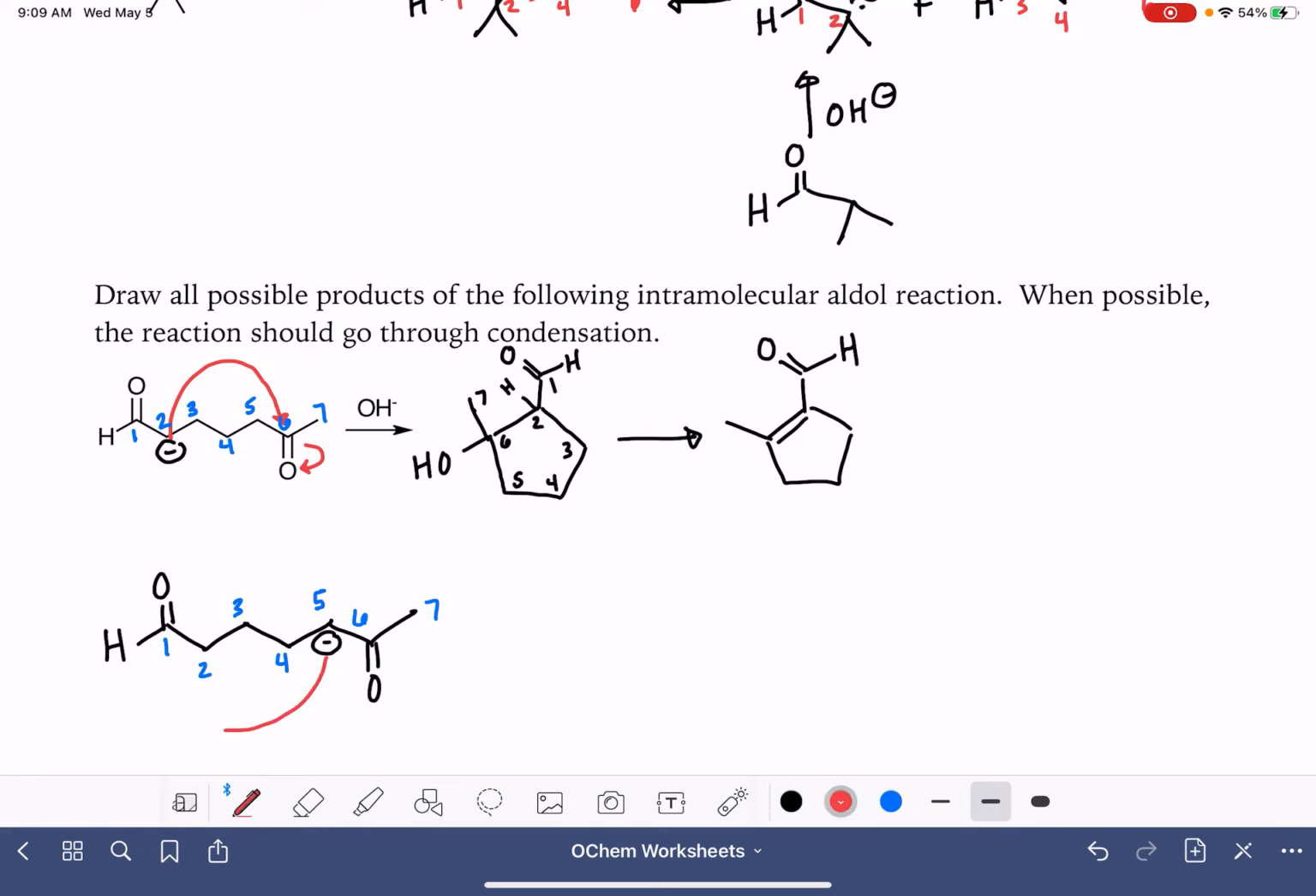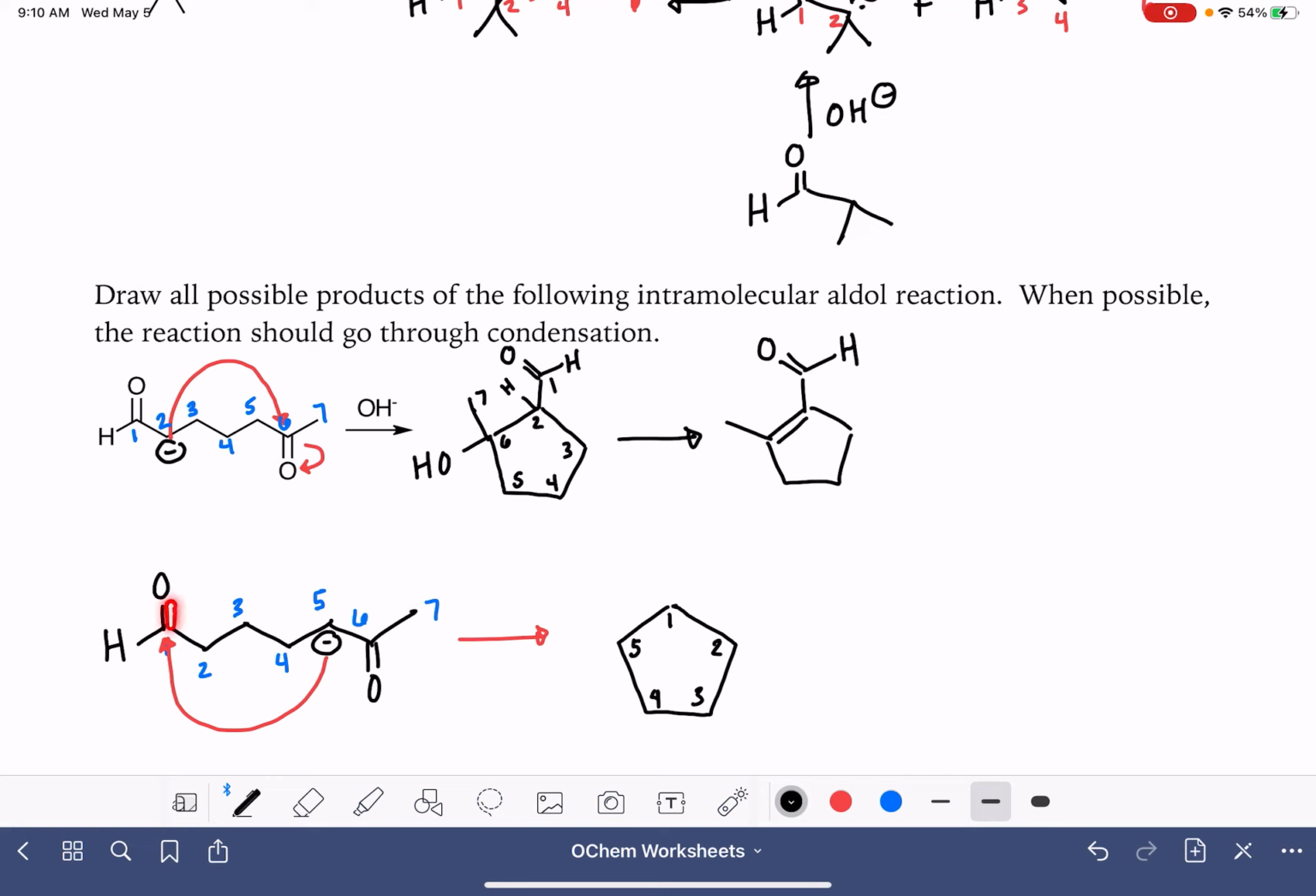That enolate would attack carbon number 1. They're never going to attack the carbonyl carbon that's right next to them. They're always going to be attacking the other one. And if that were the case, that would also form a ring between 5, 4, 3, 2, and 1. So that's another 5-membered ring. So I'm going to draw that 5-membered ring, and I'm going to number it. This 5-membered ring involves 1, 2, 3, 4, and 5.